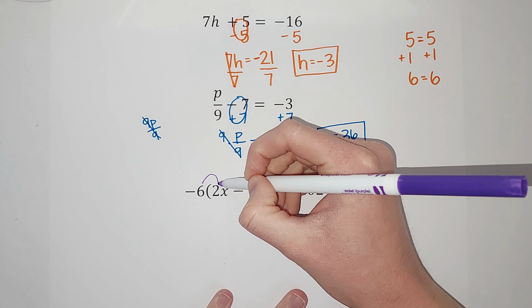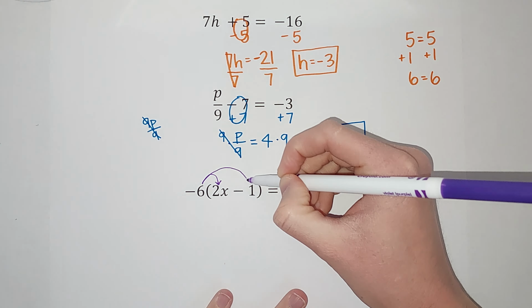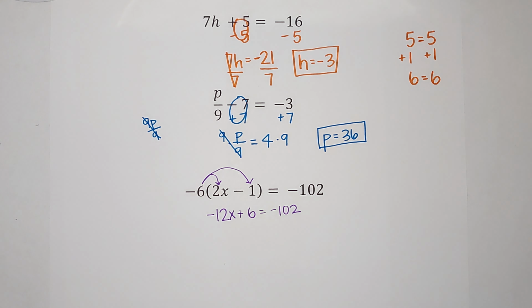The distributive property tells me that if I have a problem like this, I can multiply this negative 6 to each of those, okay? So negative 6 times 2x is going to give me negative 12x. Okay. Negative 6 times negative 1. A negative times a negative gives me a positive. And 6 times 1 is 6. Okay. And this still equals negative 102. Okay. Now the parentheses are gone. It looks a lot like this one, right? Very similar.